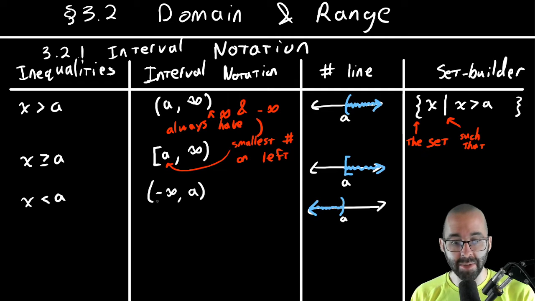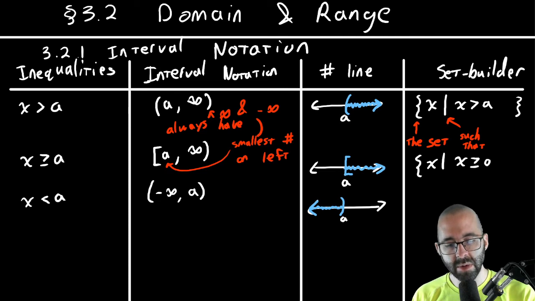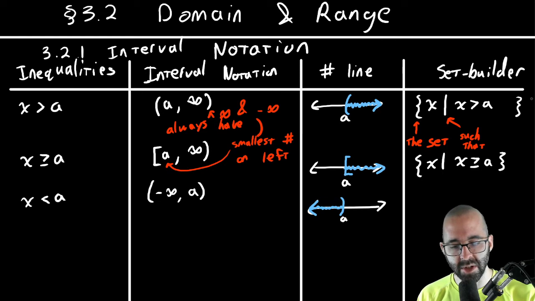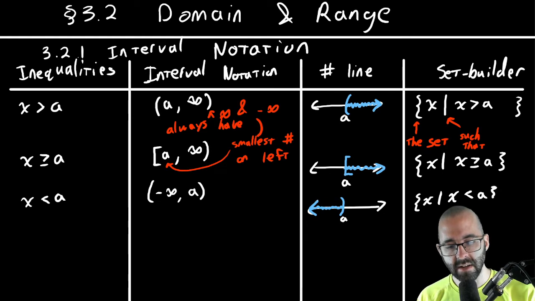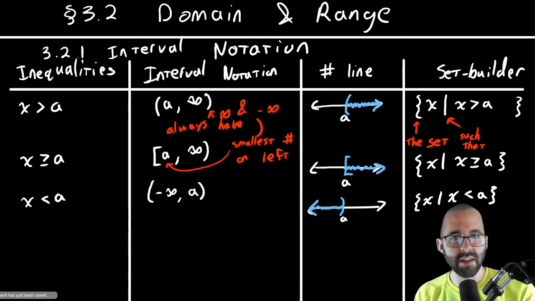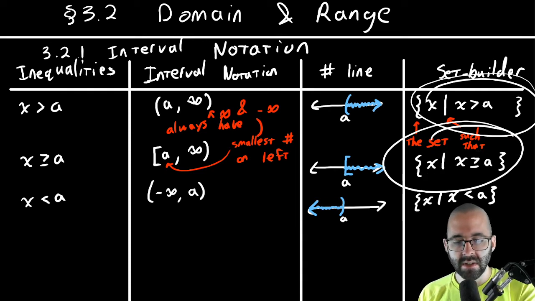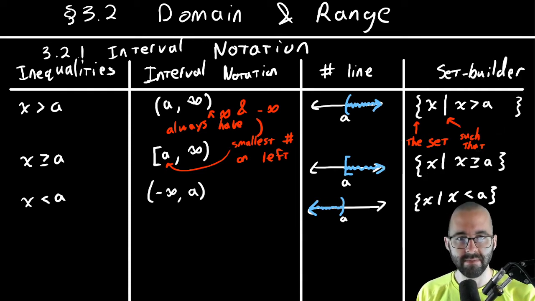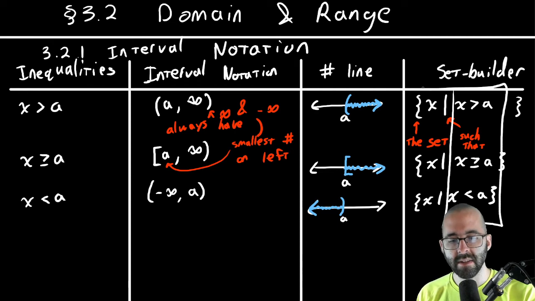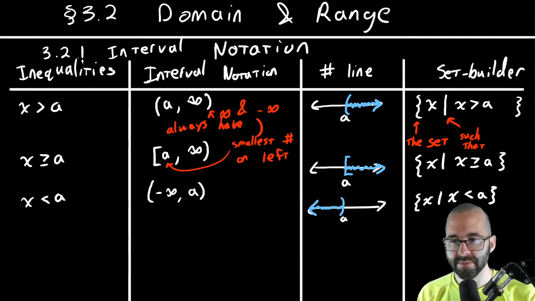Oh, I skipped my set builder notation. This is the set of all x such that x is bigger than or equal to a. So it's almost the same, right? Every time it's going to be very, very similar. This next one, the set of all x such that x is less than a. Okay, so you're seeing the pattern, right? It's almost the same thing every time, just a little different. It's what goes in here that changes.